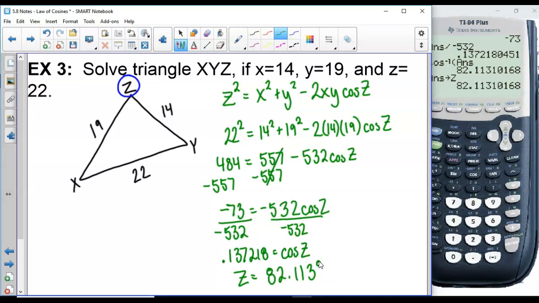Okay, questions? I really like law of cosines when it's the other problems. I'd rather do law of sines than these problems.